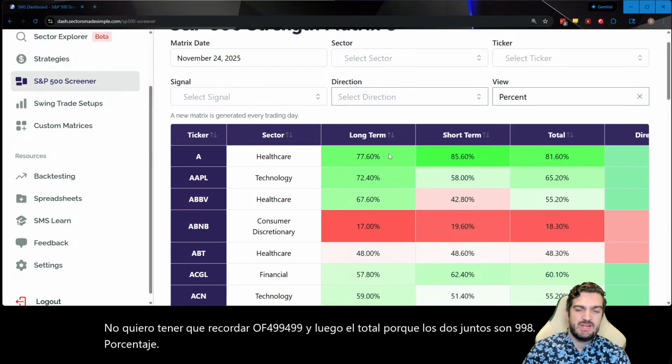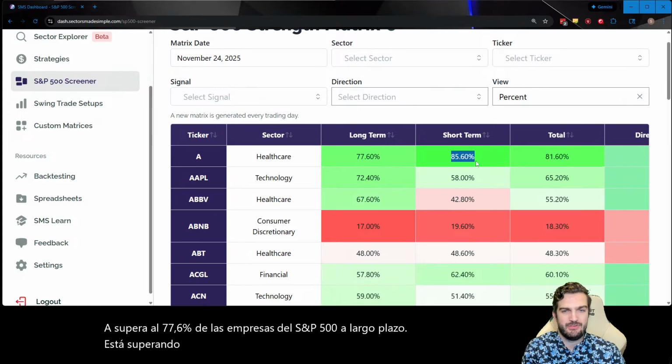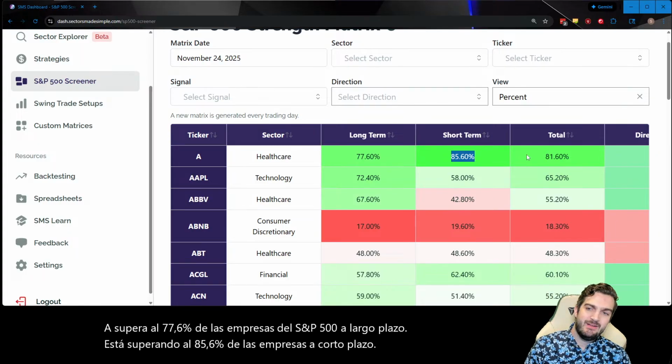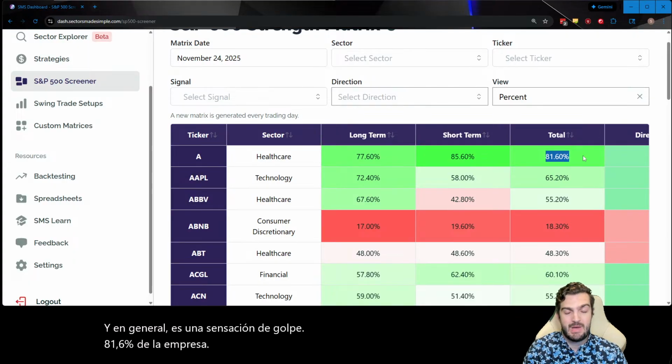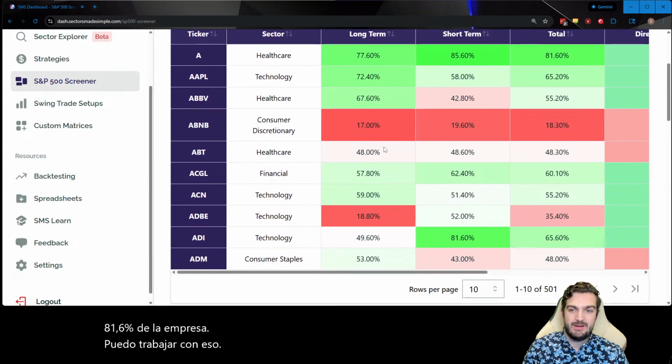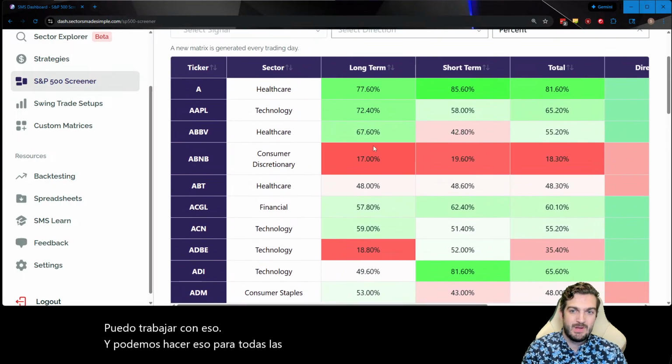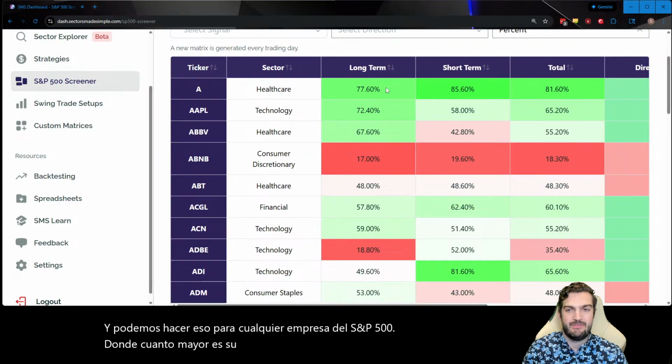A is beating 77.6% of S&P 500 companies long term. It is beating 85.6% of companies short term. And overall, it is beating 81.6% of companies. I can work with that. And we can do that for every company in the S&P 500, where the higher their percent, the more companies out of the S&P 500 they are outperforming right now.